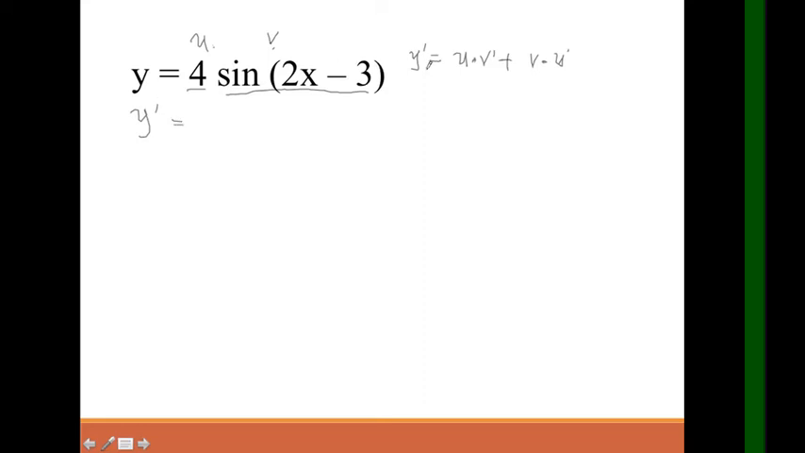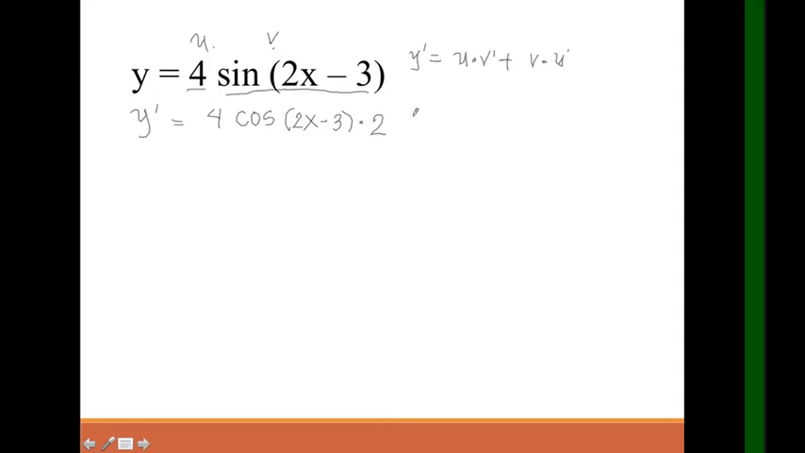So, tignan lang natin itong ating process dito, kung paano siya. So, we have u, so we have 4. And then, what's the derivative of sine? This is v, sine 2x minus 3. So, yung sine is a cosine. Then, 2x minus 3, we will just copy 2x minus 3, times yung derivative ng nasa loob niyan, which is 2, right? Kasi 2x is 2 and the derivative of the constant is 0. So, meron lang tayong 2 minus 0 is 2.